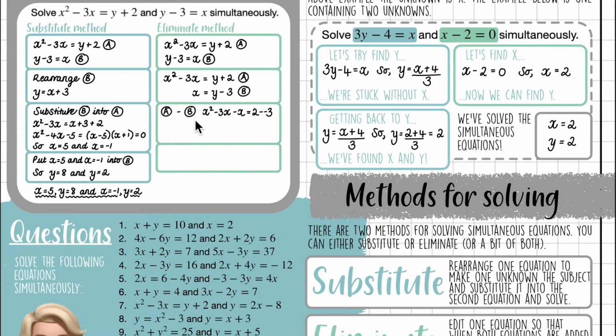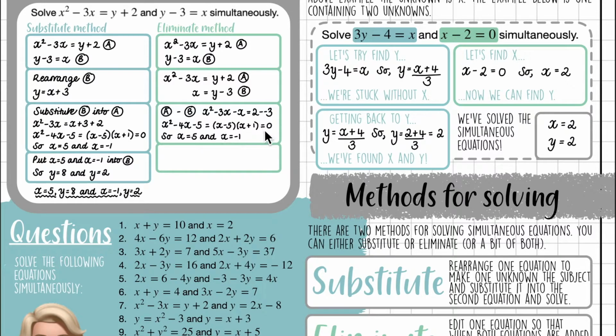So A minus B becomes this here. We get the x squared there, we get a minus 3x from here, and then minus this x from equation B, so we get minus 3x minus x. And this side, we get y minus y, which is 0, and then we have 2, which is here, minus 3, so we get minus 3. This equation just contains one unknown, so we can go ahead and solve it.